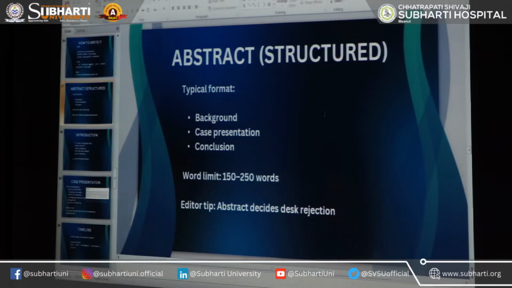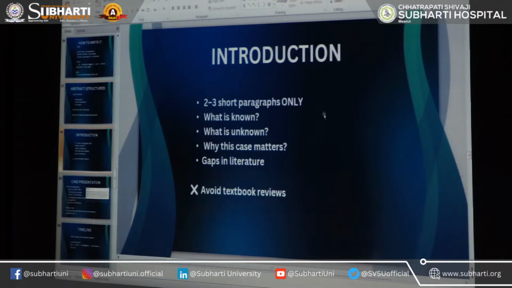So the next part is the abstract. As we discussed, mostly journals want a structured format now. So the headings which are used are background, case presentation, and conclusion. This can also be written in an unstructured way if the journal demands it. Different journals have different guidelines, and it's better to choose a journal in advance before starting your write-up. That gives a direction and prevents time wasted in journal tailoring.